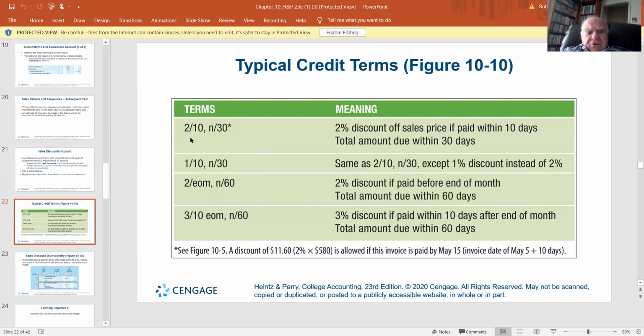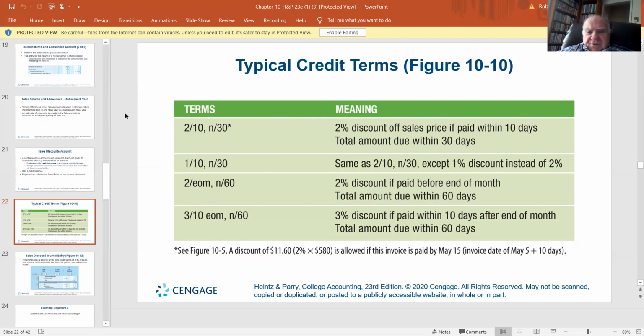So let's concentrate on 2/10 net 30. That's the most common one, and the one you're going to see probably in your homework and exercises. 2/10 net 30, 2% discount if we pay in 10 days. Otherwise, we pay the whole amount. And by the way, if you can get someone to give you a 2% discount for just giving up the money for 20 days, that's a pretty darn good return for you. That's a discount you would be crazy not to take.